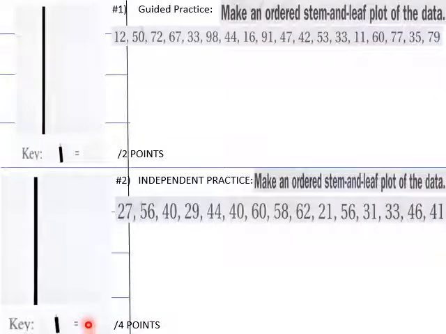Here's your key. Make an ordered stem and leaf plot of the data. So here's our key. Here's your line for your stem. Your stems are on this side. Your leaves are over here.